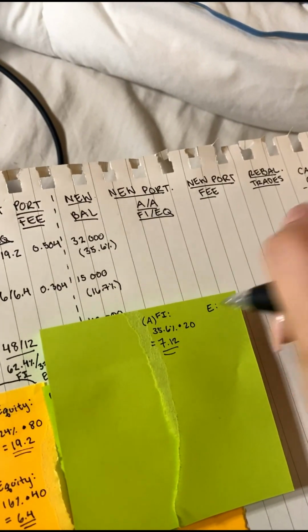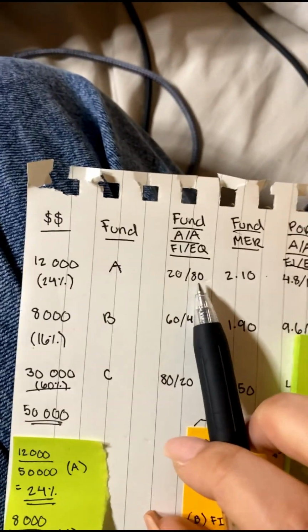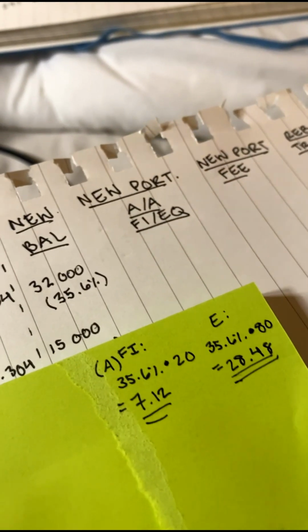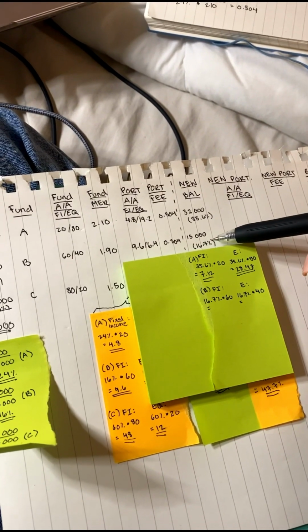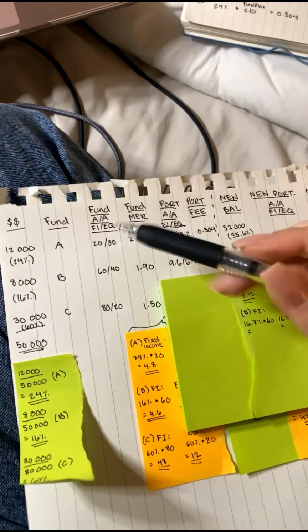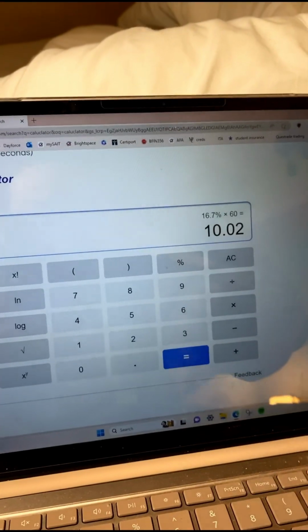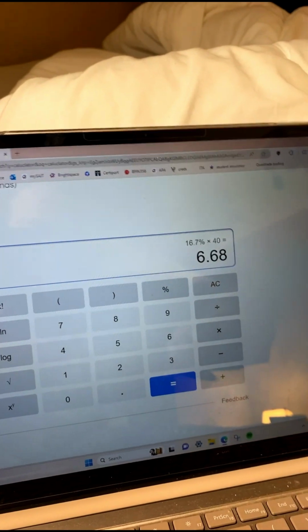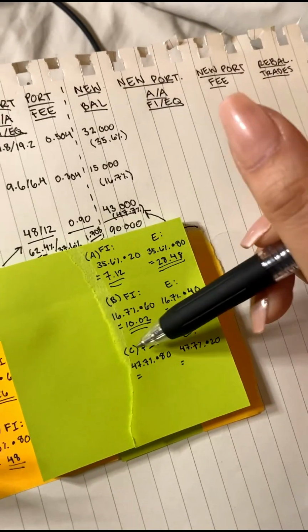Then for the equity half, it's the same thing. So 35.6 from here times 80 in the equity portion. 28.48 equity. And then for row B, you do the same thing. So you take your 16.7% times your fixed income amount of 60, 10.02 fixed income, 6.68 equity. And then it's the same for row C.